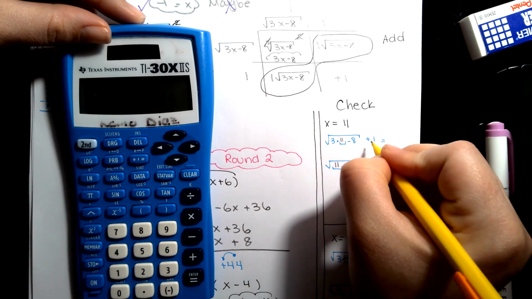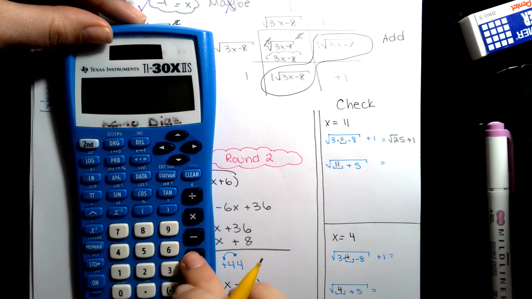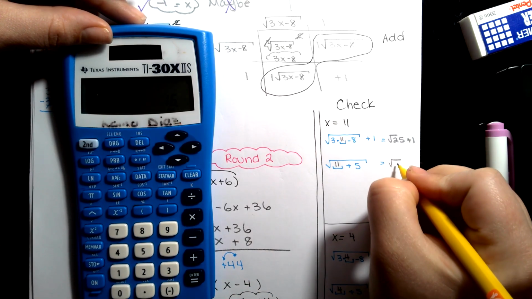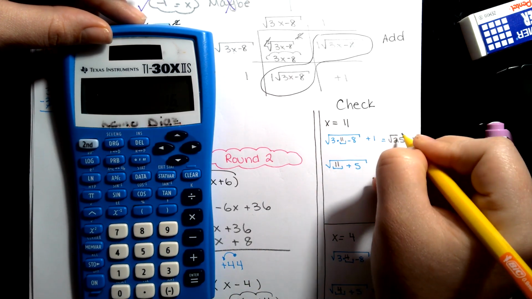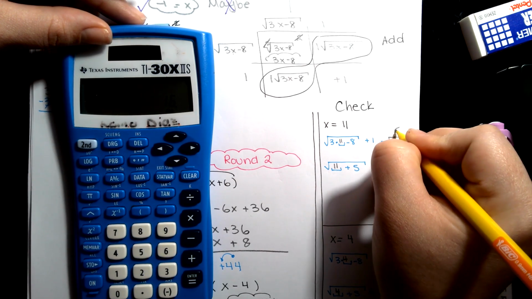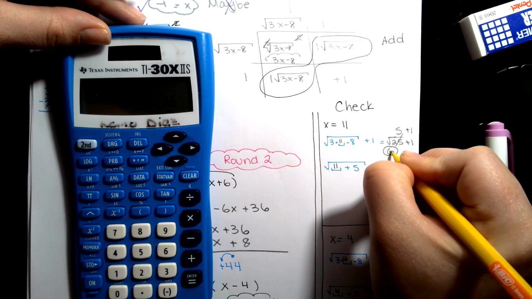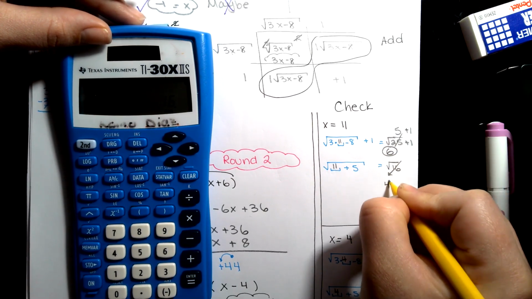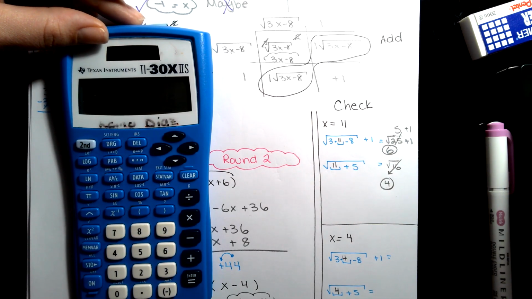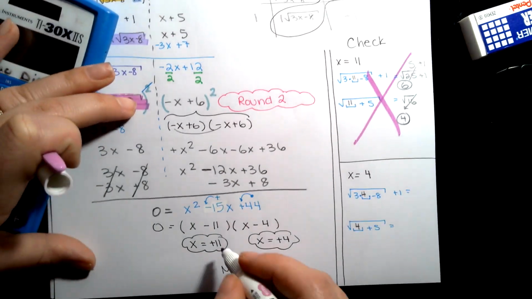So this is the square root of 25 plus 1. And this is the square root of 16. So square root of 25 is 5, plus 1. This gives me 6. Square root of 16 is 4. So 6 and 4 are not the same thing. So 11 does not work.